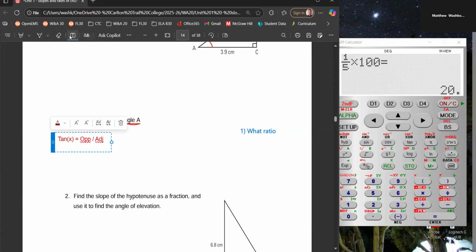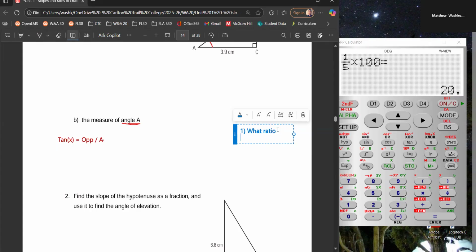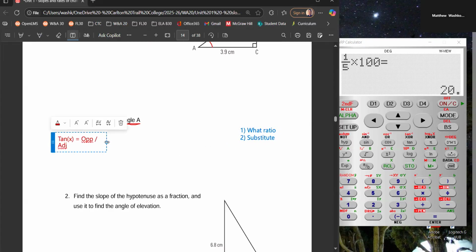So I figured out what ratio it is. I've put that formula down. The next thing I need to do is substitute. Fill in the numbers.